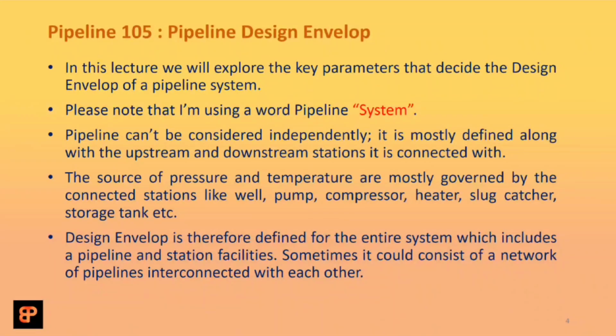And the design envelope is therefore defined for the entire system, which includes the pipeline and the upstream and downstream station facilities. Sometimes it could consist of multiple pipeline networks, because there could be a distribution network where multiple lines are connected together, and I have explained that in the past lectures. So you must have understood now that the design envelope is not just for a pipeline itself, but for the pipeline system. So we are always going to see the word pipeline system.